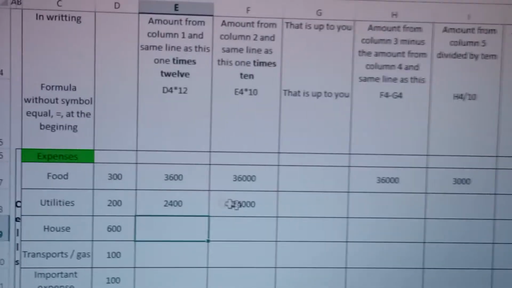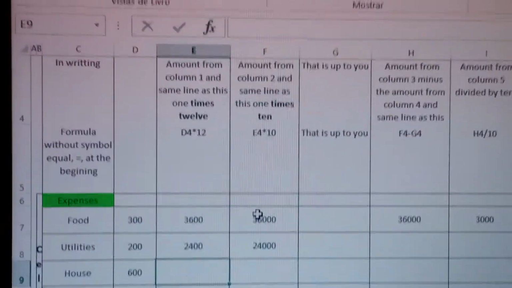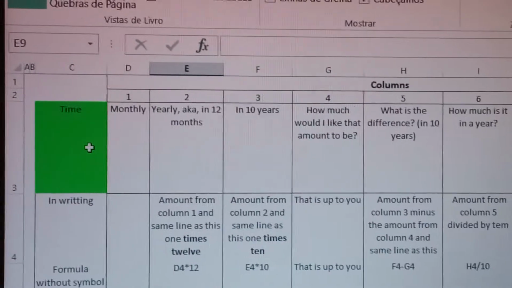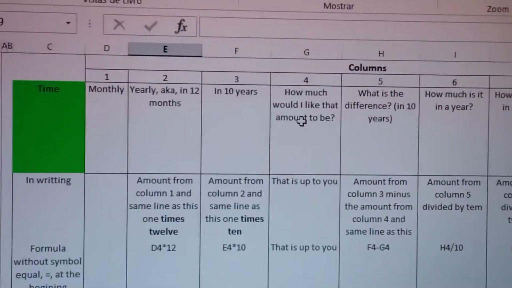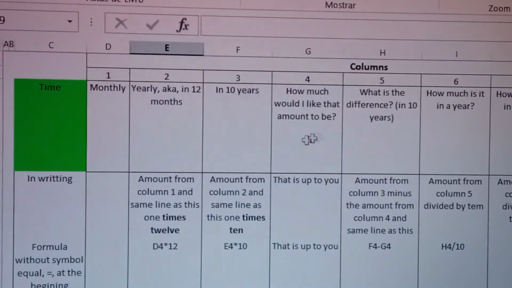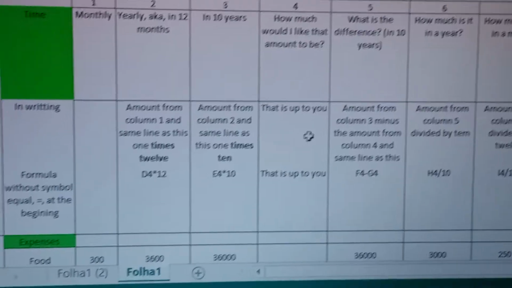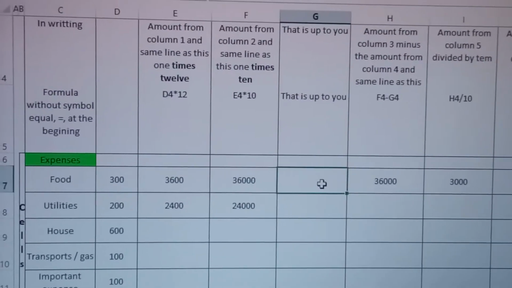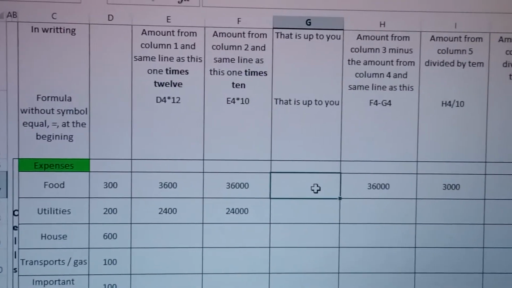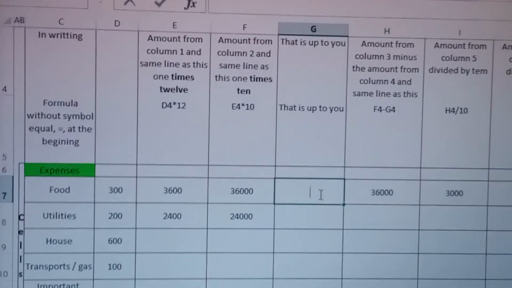Now that it is fulfilled, the second one can be done. So the times: monthly, yearly, in 10 years. Then how much I would like that amount to be. This is up to us to find out. Let's say instead of being 3,600, I want it to be 1,000. I want it to be 33,000.